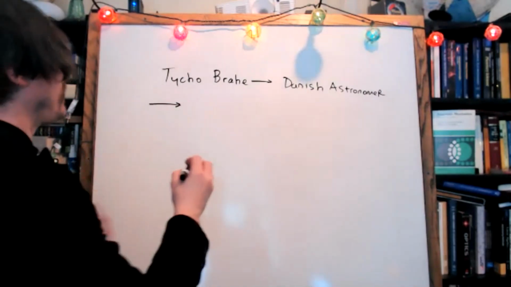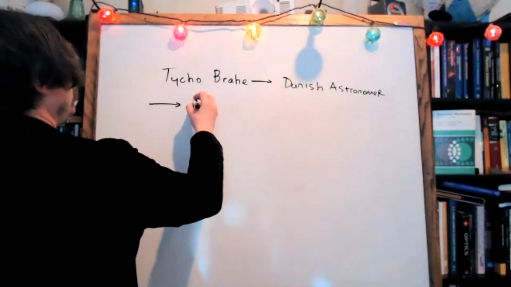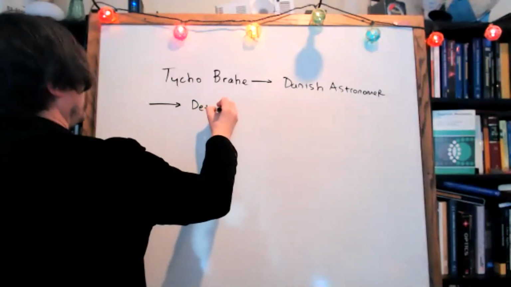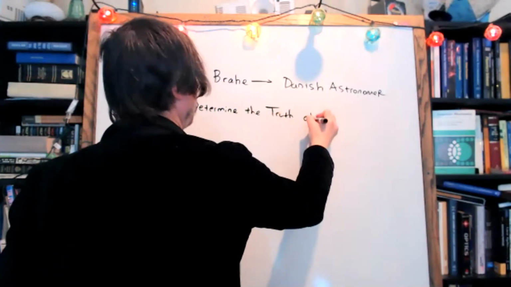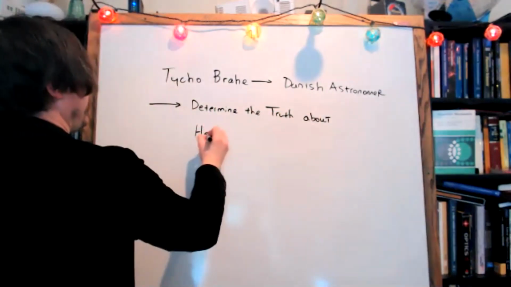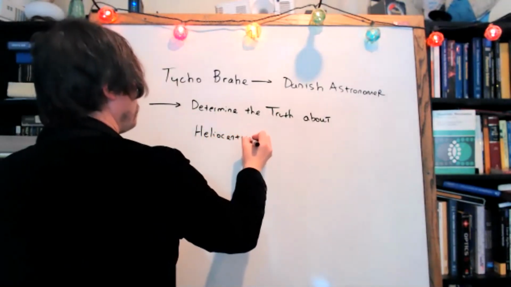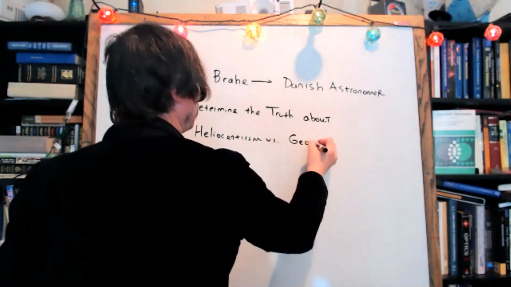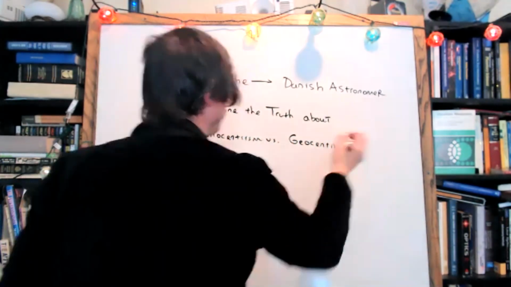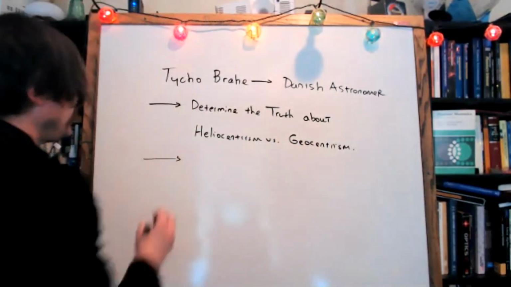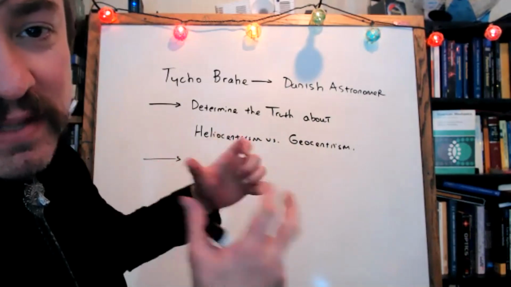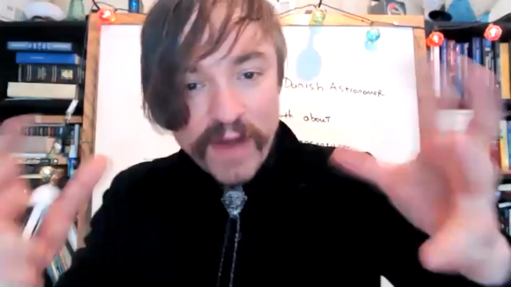So Tycho Brahe's whole drive, his whole motivation as a character, is to determine the truth about the great debate of heliocentrism versus geocentrism. And to help Tycho Brahe do this, the king gave him enough money to build his own state-of-the-art private fantasy observatory. He gave him an entire island known as Uraniborg.